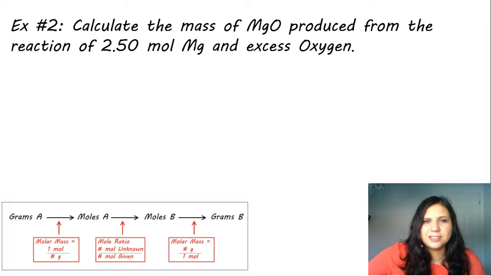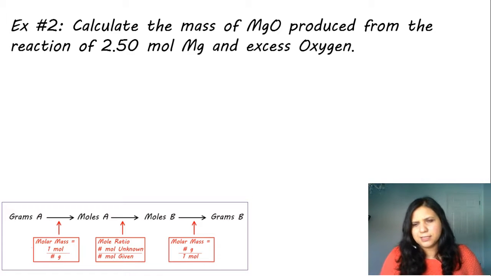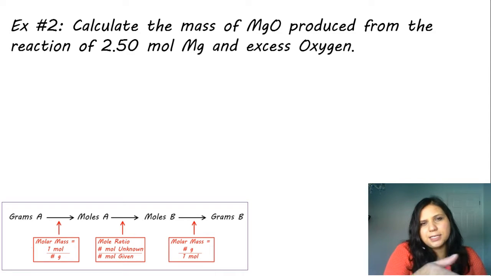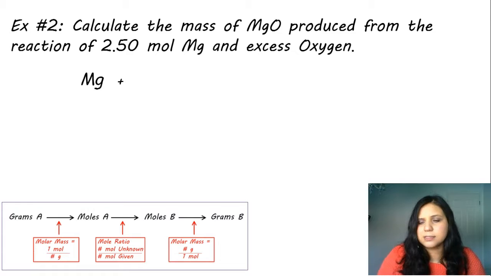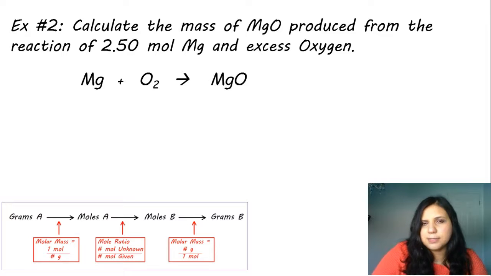We've got magnesium oxide produced, so that's going to be on the right side of the arrow. And then we've got magnesium and excess oxygen in the reaction, so that's going to be on the left. So it's going to be magnesium plus oxygen, the 2 reactants. Oxygen is not just O, it's O2. And then it's turning into magnesium oxide.